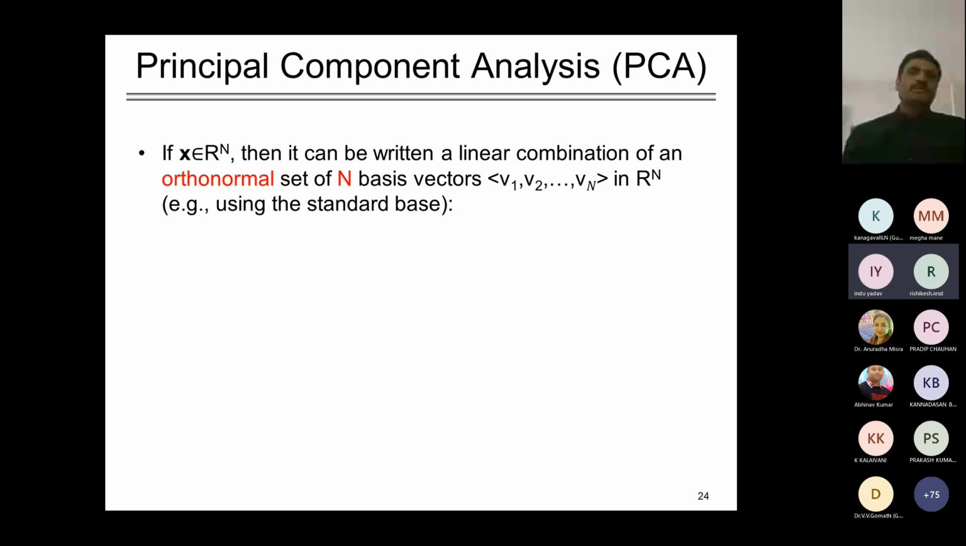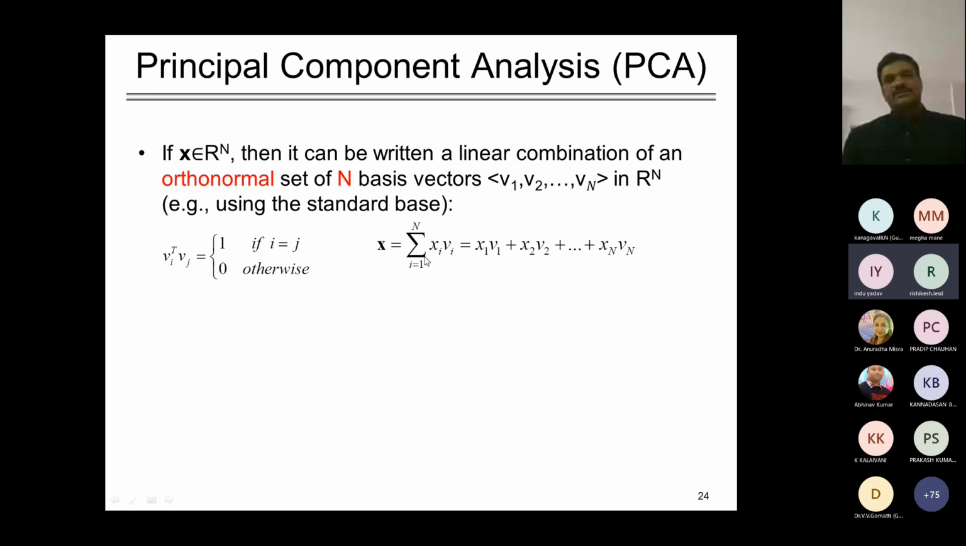So now come to the point, principal component analysis. If x belongs to Rn, then it can be written as a linear combination of an orthonormal set of n basis vectors v1, v2 up to vn in Rn, where vi transpose vj is 1 if i equal to j, and 0 otherwise. So x equal to summation of xi vi, x1 v1 plus x2 v2 up to xn vn, where xi is given by this, the components x1, x2 up to xn.